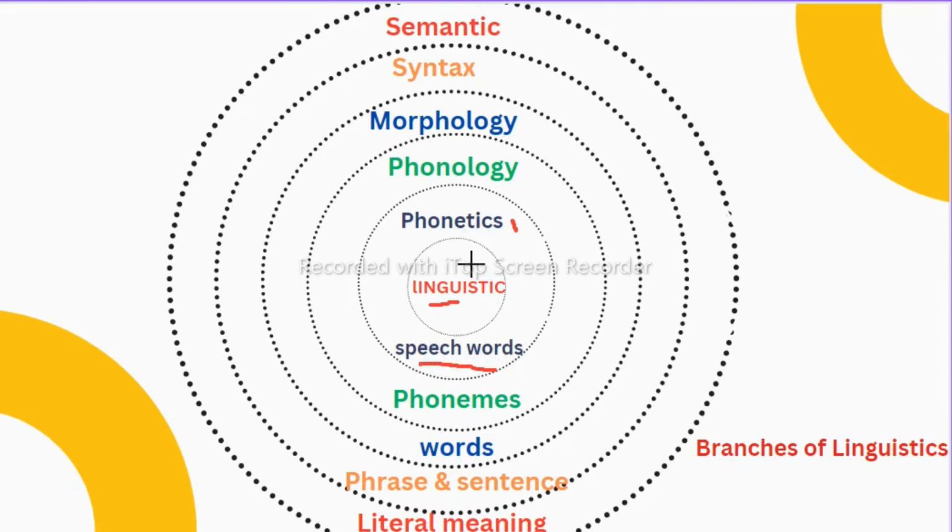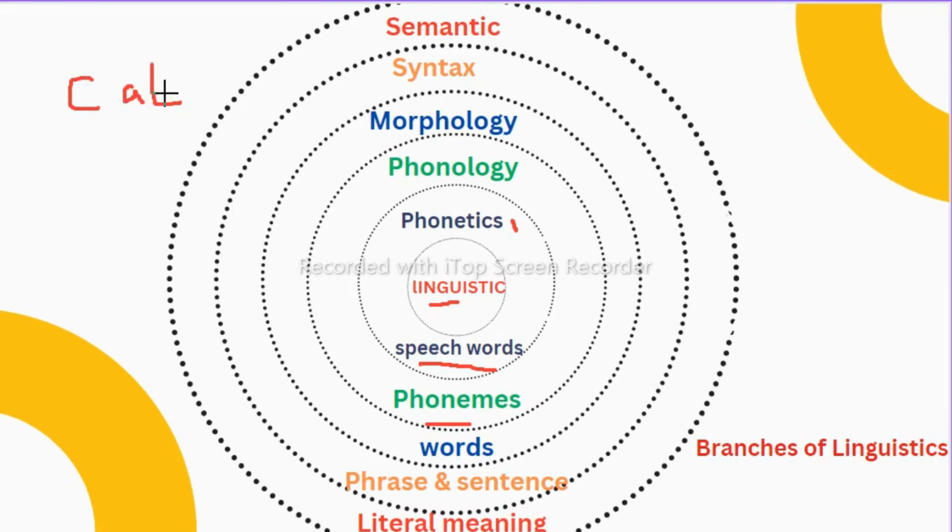Now let's move to the second one. This is phonemes. Phonetics is the production of sound. Now what is phonemes here? Phoneme is the smallest distinctive linguistic unit, the smallest unit of sound which can bring about a change of meaning. For example, you can see here I am writing cat.